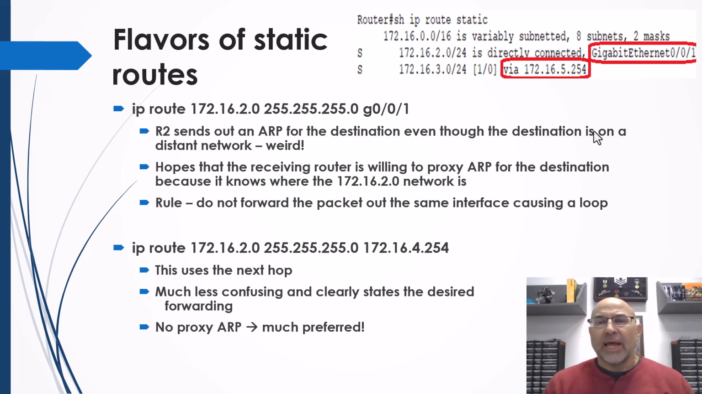Now, Proxy ARP has a rule, right? If I'm going to send this packet out the same interface that I received it, right?